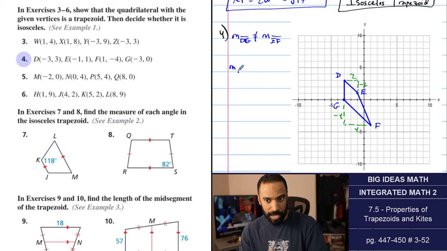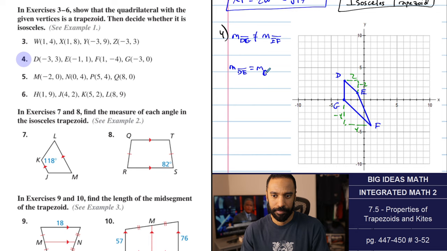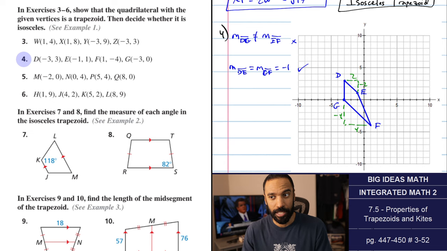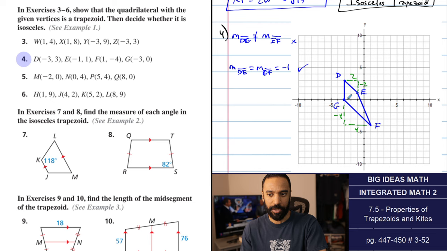So the slopes of segments DE and GF are the same. Negative 4 over 4, negative 2 over 2, that's negative 1. So trapezoid. Isosceles? No. If there's something else to know, it's that base angles would have been congruent. This would have been congruent to that. Clearly not the case. One's very obtuse, one's very acute, and not the same distances here either. This length is 2 root 2, this length is 4 root 2.